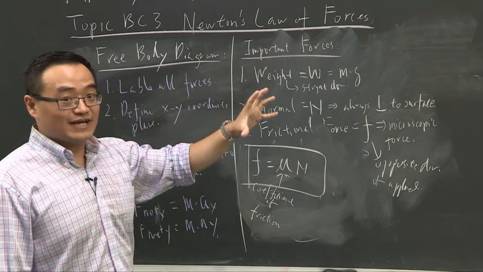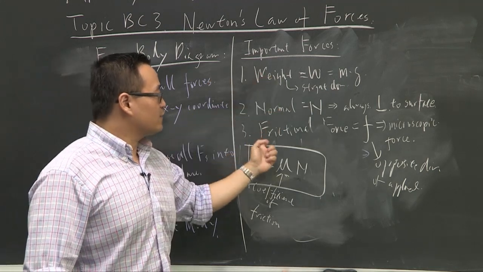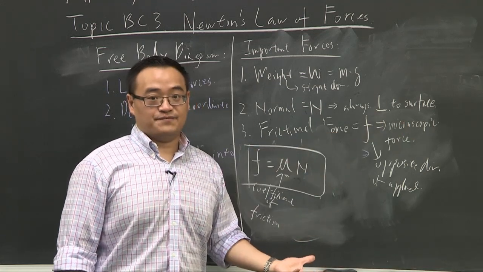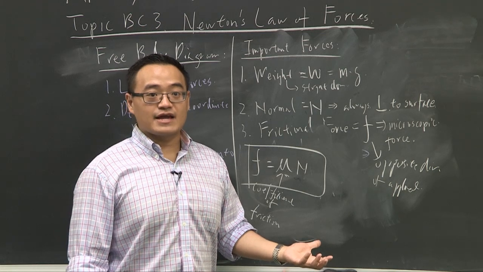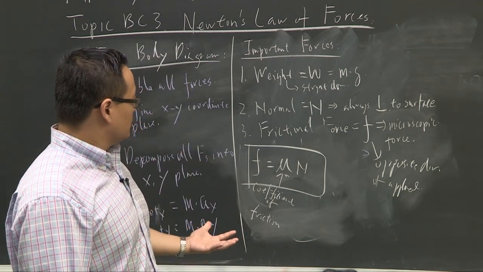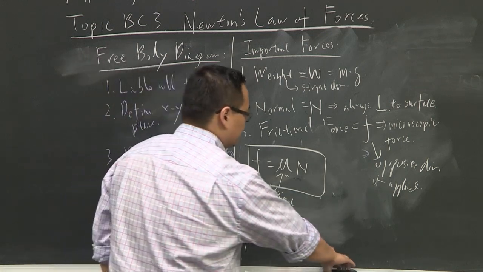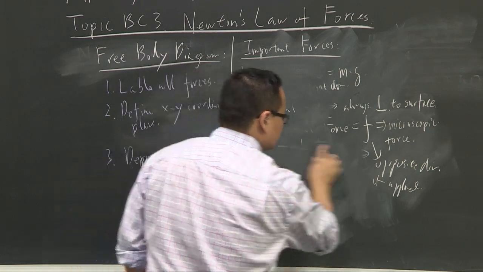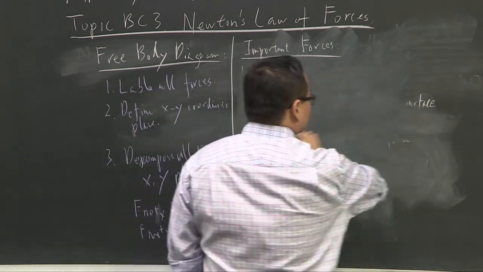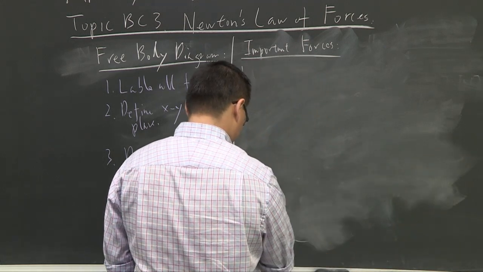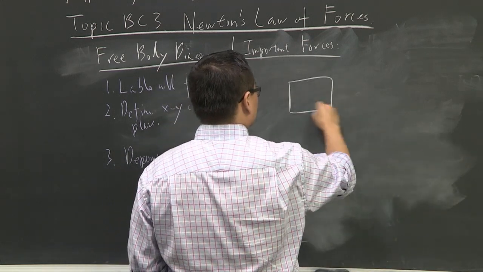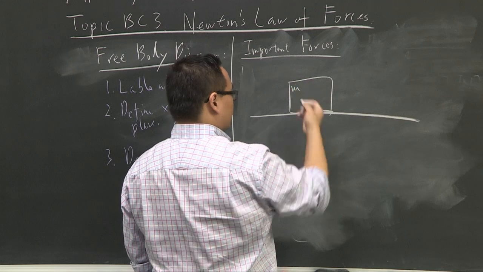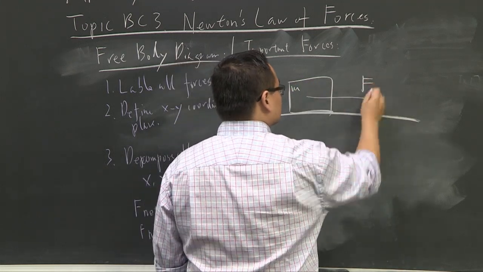See, everything links together. Your normal force is a reaction to your weight, and friction is dependent on your normal force and opposes the applied force. Okay? So let's go back to our example of having our box. I have a box sitting right here with a certain mass m, and I'm applying a force in this direction to push it.